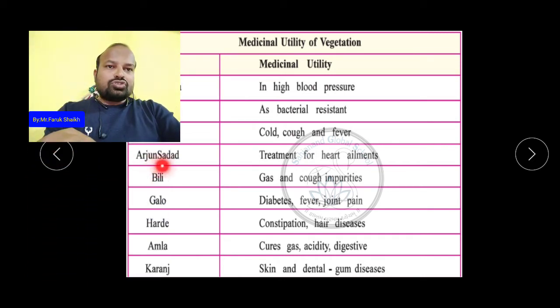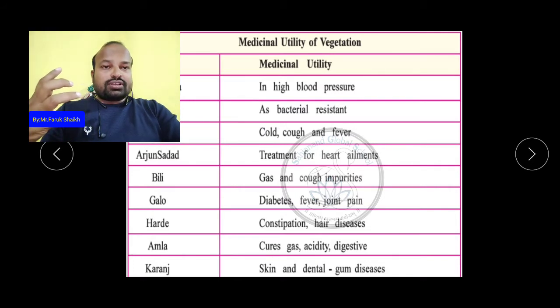Then arjun sadad, this is useful for the treatment of heart ailments. Okay, so for people who suffer from heart disease, this is important. Then billy, you know that the leaves of the billy are also used for the worship of Lord Shiva. The billy leaves are also useful for gas and cough impurities. For those who have gas problems and a lot of cough, this is very useful.